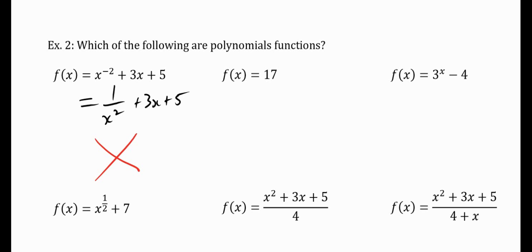Is the second one a polynomial function? f of x equals 17. What do you think? Yep, sure is. Red for bad, green for good. So constants count as polynomial functions. It's degree 0. We just talked about that.